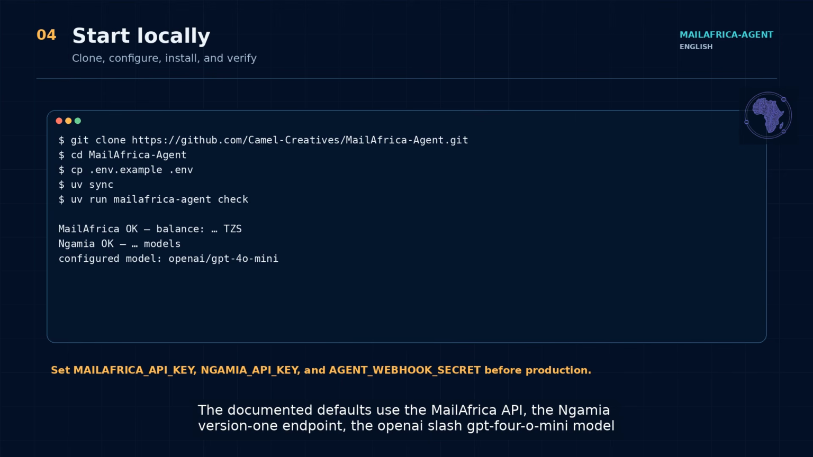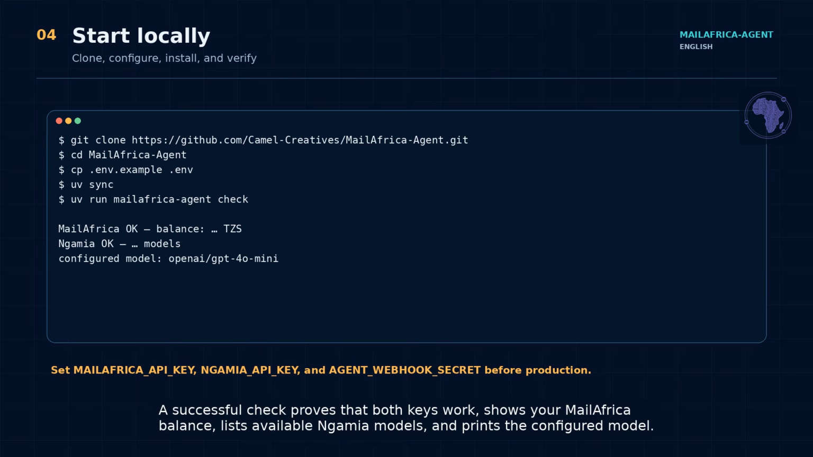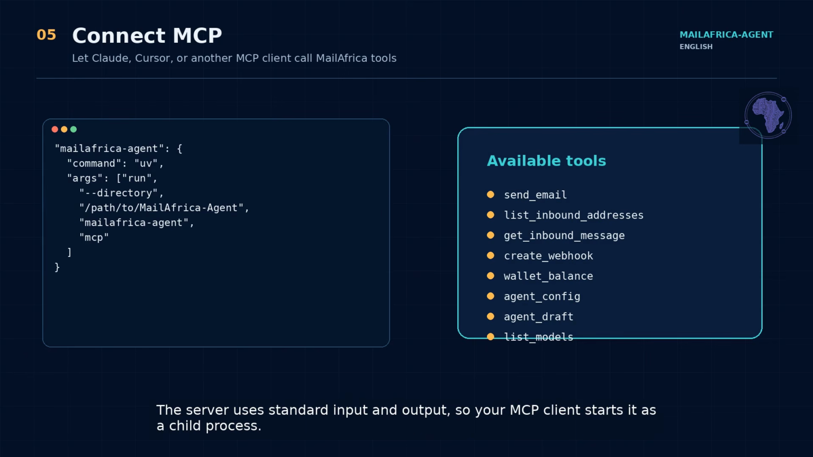Start by cloning the repository and entering its directory. Copy the example environment file to .env. Add your MailAfrica API key and your Ngamia API key. For production, also set a strong webhook secret. The documented defaults use the MailAfrica API, the Ngamia v1 endpoint, the openai/gpt-4o-mini model identifier, a SQLite database named agent.db, and port 8097 for the webhook.